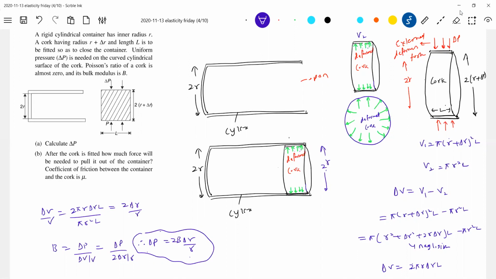Volume stress. Delta P is what is called volume stress. Now, how should you apply it? You should apply it everywhere on this particular surface. So it is nothing but pressure, force per unit area. You have to take this one.